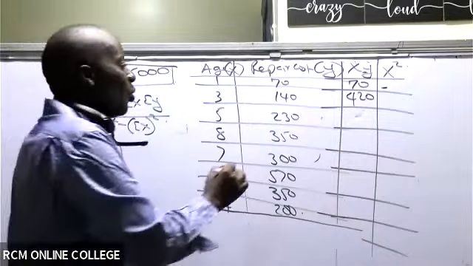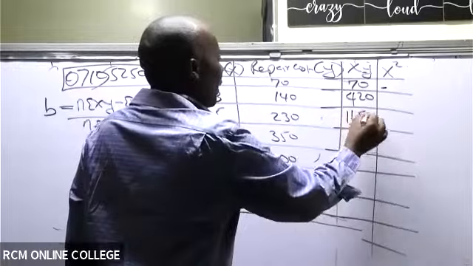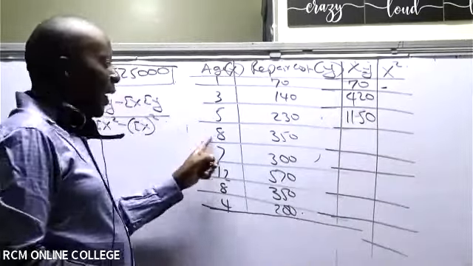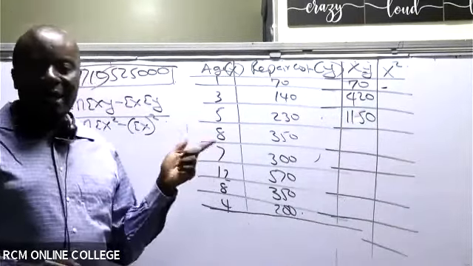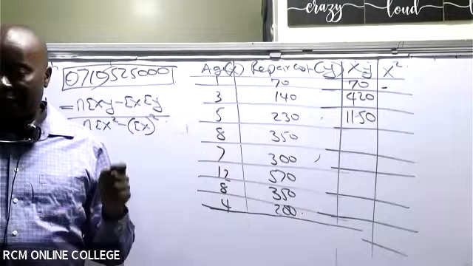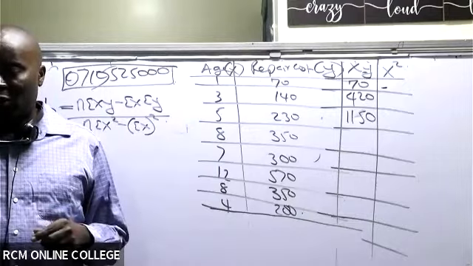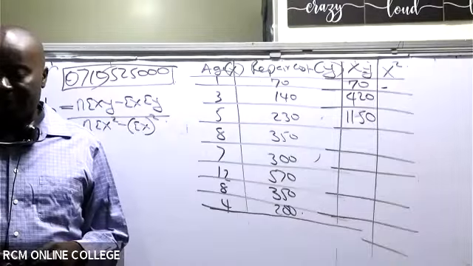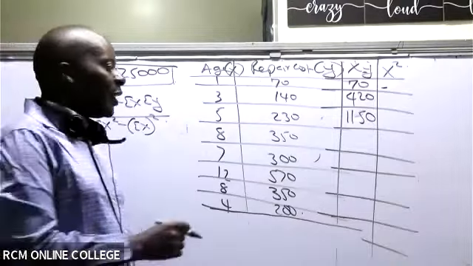$11.50. Thank you very much, Laura. So this is 11.50, and then we have 8 times 350. Somebody please help Laura here. It's good we move together, all of us. 2,800 from Joyce. Thank you so much.